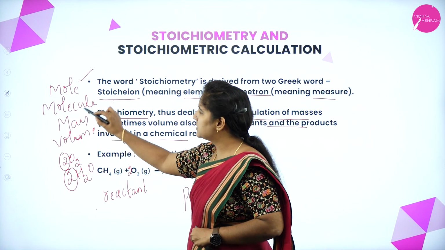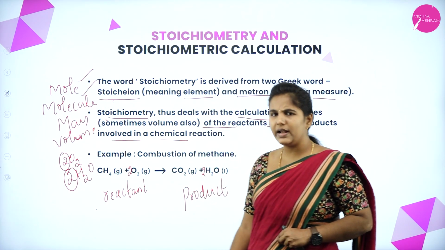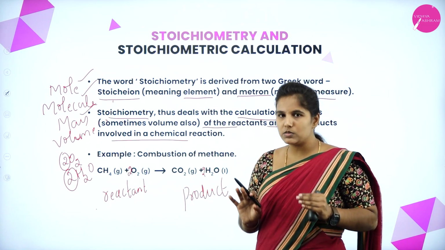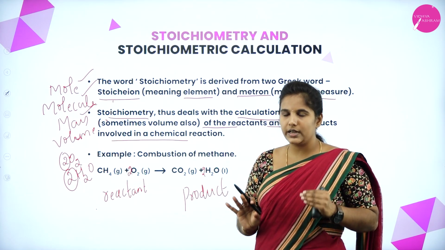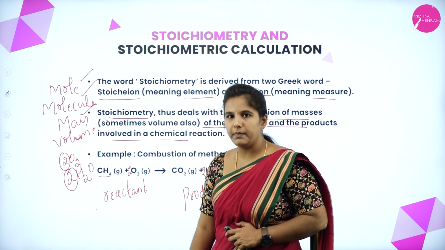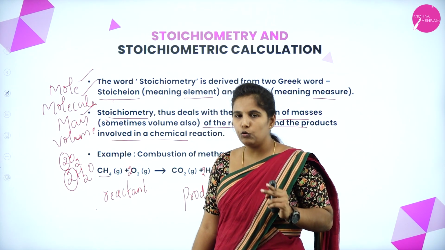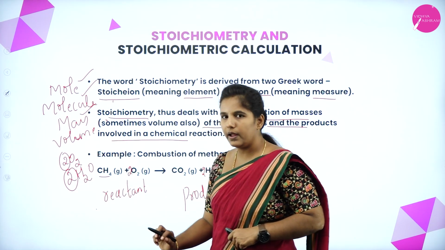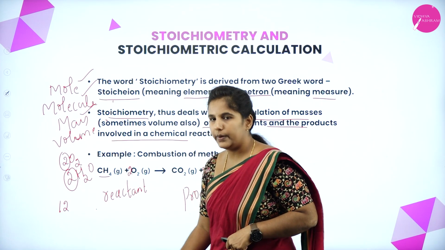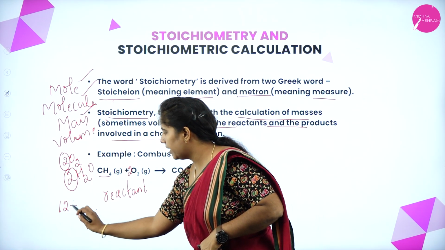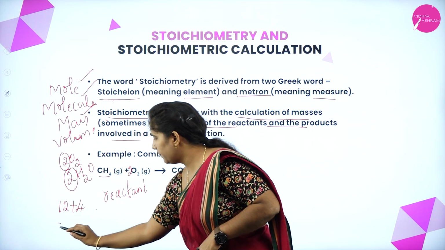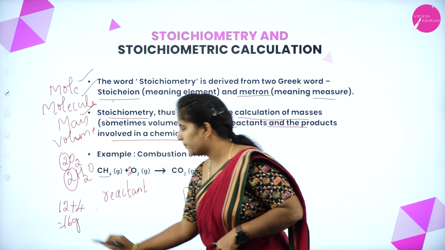Coming to the masses. How can we define it in terms of masses? If you want to express in terms of masses, we need to express in terms of grams. So how to express it? We know that for methane, carbon and hydrogen are the 2 different atoms. For the carbon, atomic mass will be 12, right? For the hydrogen, it is 1. 1 into 4, that is 4 only. So it totally becomes 16 gram.